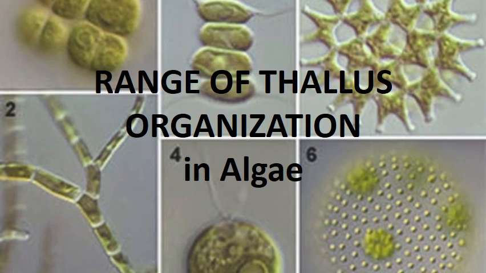Hello everyone, welcome back. Today I'm here with this new topic in algae, that is Range of Thallus Organization in algae. In this topic I will try to cover the various forms which are found in algae, which include unicellular forms, then we have multicellular colonial forms, which may be coenobial or cell aggregations, Siphonous form, Filamentous form, and finally Parenchymatous forms. So these are the forms that I will try to cover in this presentation.